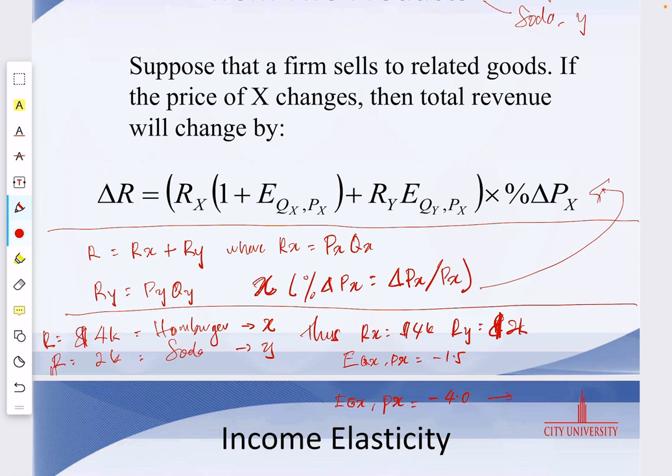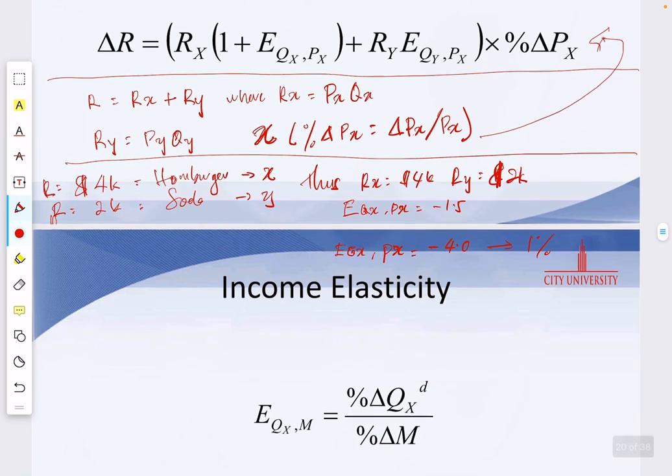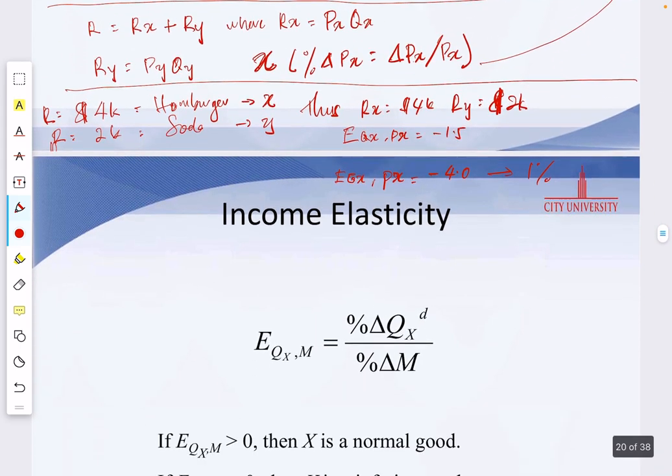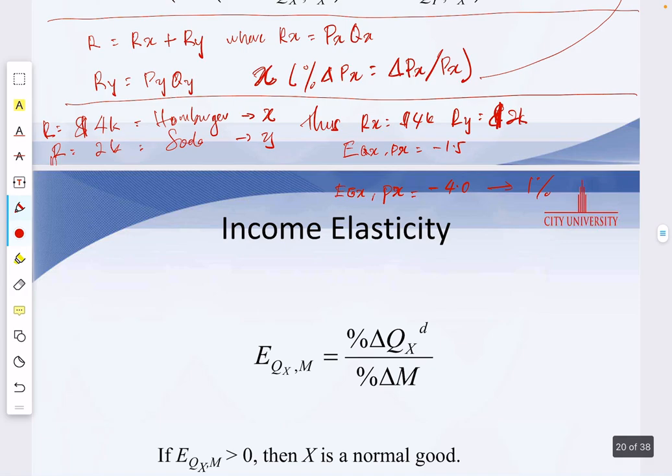So what happens is we reduce the price of hamburger by 1%. Plugging these numbers into the formula, we can reveal the result.